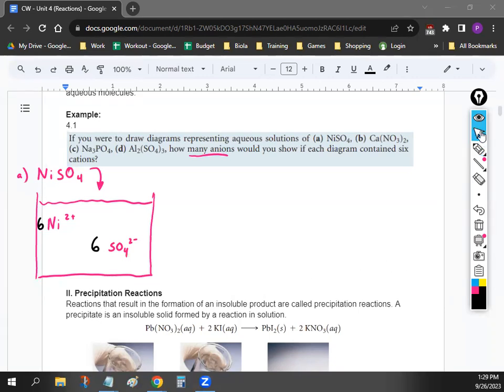You guys think you can try the rest of them? I'll give you about 3 minutes. See if you can do B, C, and D on that. Make sure you write the charges for the cations and anions. You can split it with the people next to you, but we'll go over them in 3 minutes.